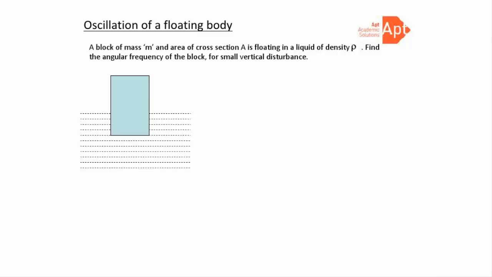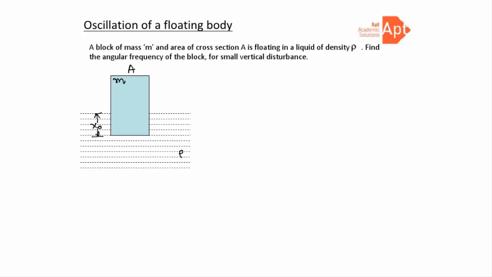Let's apply the concept of problem solving which we have just studied in this particular topic, that is oscillation of a floating body. We have a block of mass m and area of cross section A which is floating in a liquid of density rho. Find the angular frequency of the block for a small vertical disturbance. So this is the block and the mass of the block is m. The cross section area of the block is A, and initially the length of the block which is inside the liquid is x naught. The density of the liquid is rho.